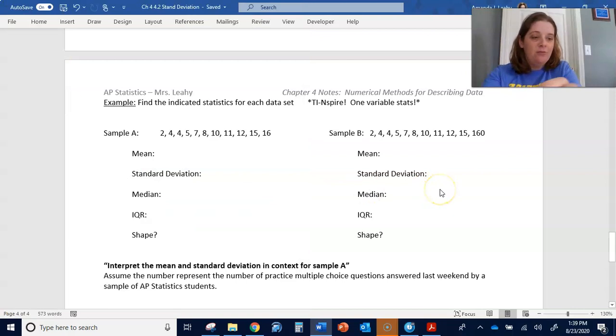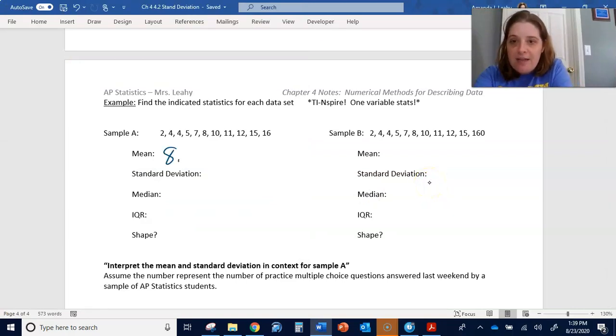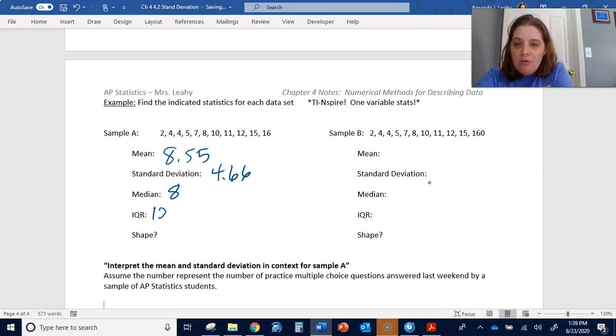All right, so I'm going to come back over here and write these numbers down. This is 8.55. This is 4.66. This is 8. Q3 was 12. Q1 was 4. That gives me an interquartile range of 8.